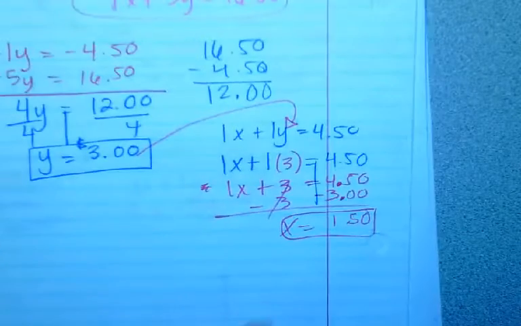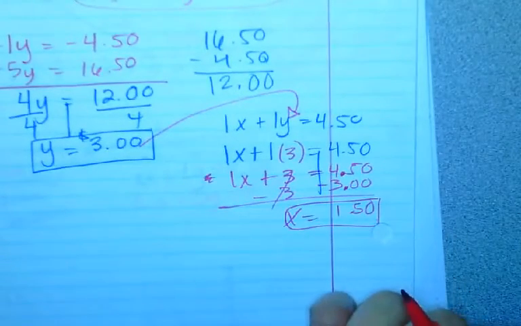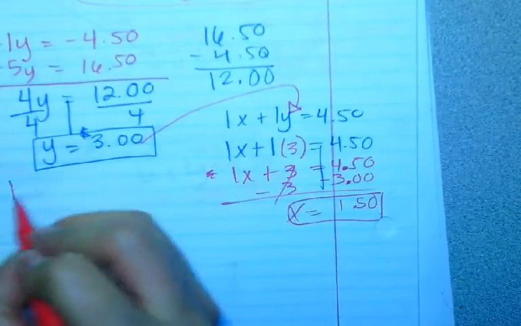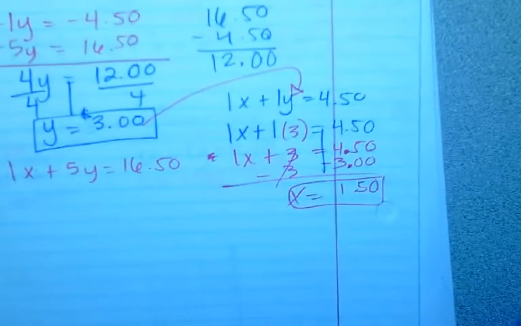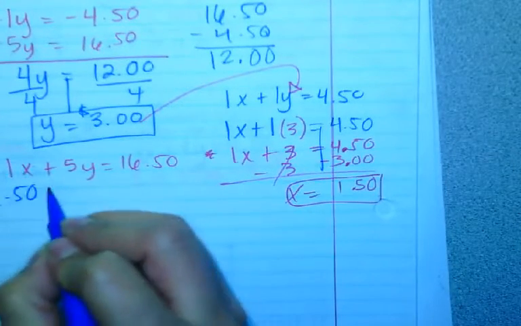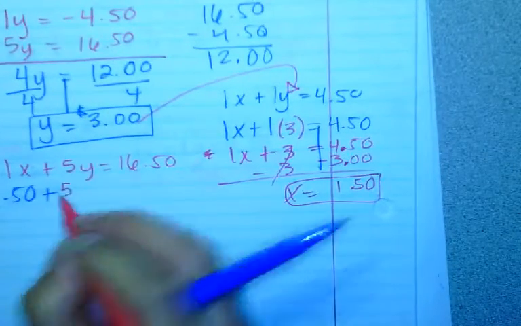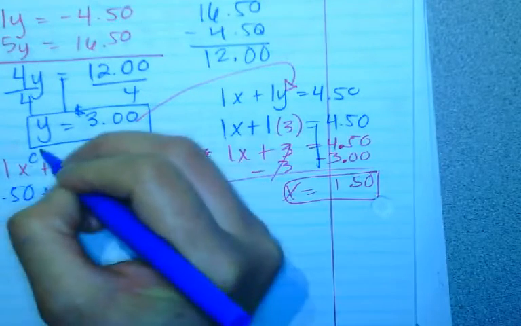Just to be super sure, you can go ahead and use any of the equations and make sure that you did it right by checking it. So I'm going to use this one. And then you're going to substitute in your answers. I got that x was 150 and I got that y was $3. So I'm going to make sure that it equals 1650. This is my check right here.